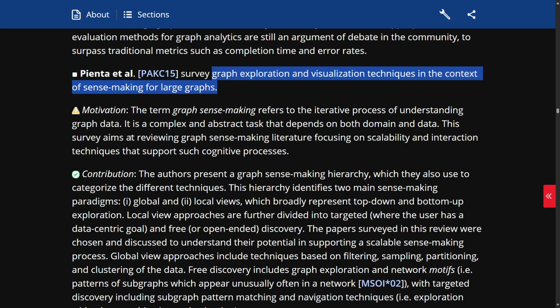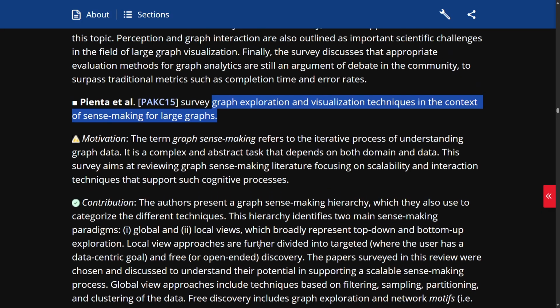The papers surveyed in this review were chosen and discussed to understand their potential in supporting a scalable sense-making process. Global view approaches include techniques based on filtering, sampling, partitioning, and clustering of the data. Free discovery includes graph exploration and network motifs, i.e. patterns of subgraphs which appear unusually often in a network, with targeted discovery including subgraph pattern matching and navigation techniques, i.e. exploration with a known objective or destination.